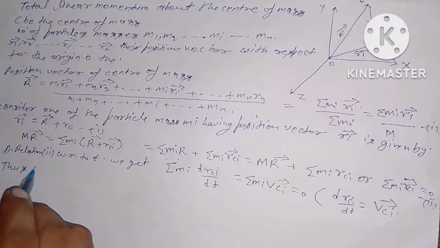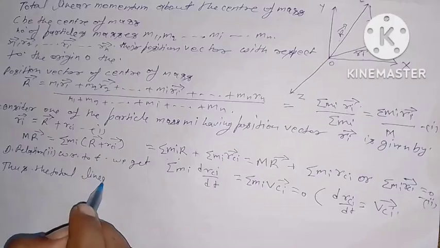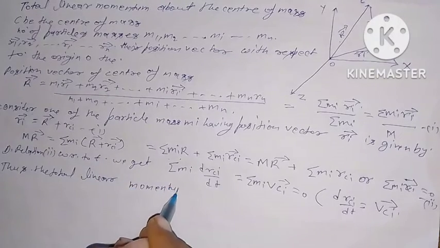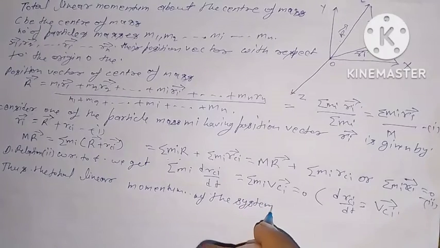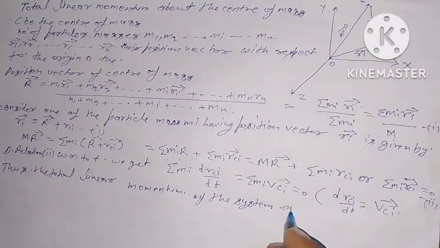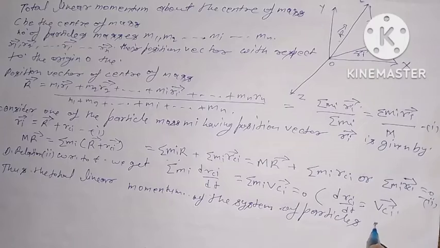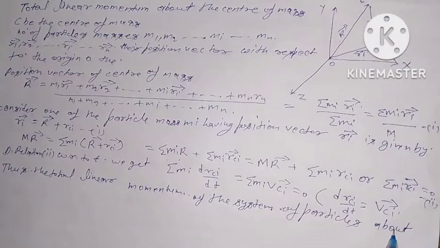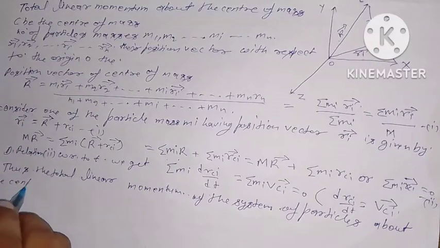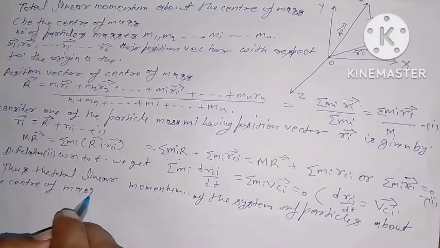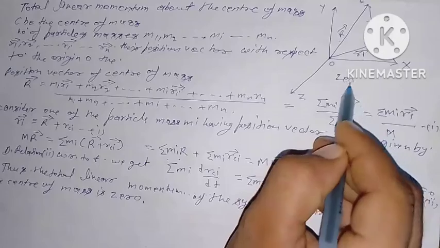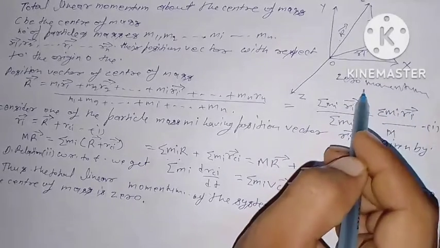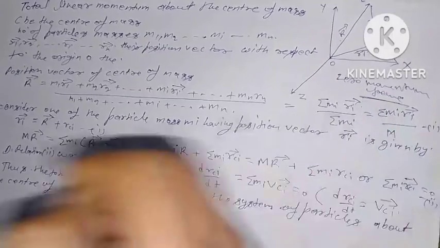Thus the total linear momentum of the system of particles about the center of mass is 0. The center of mass frame is therefore sometimes called the zero momentum frame. This is also called zero momentum frame, okay?